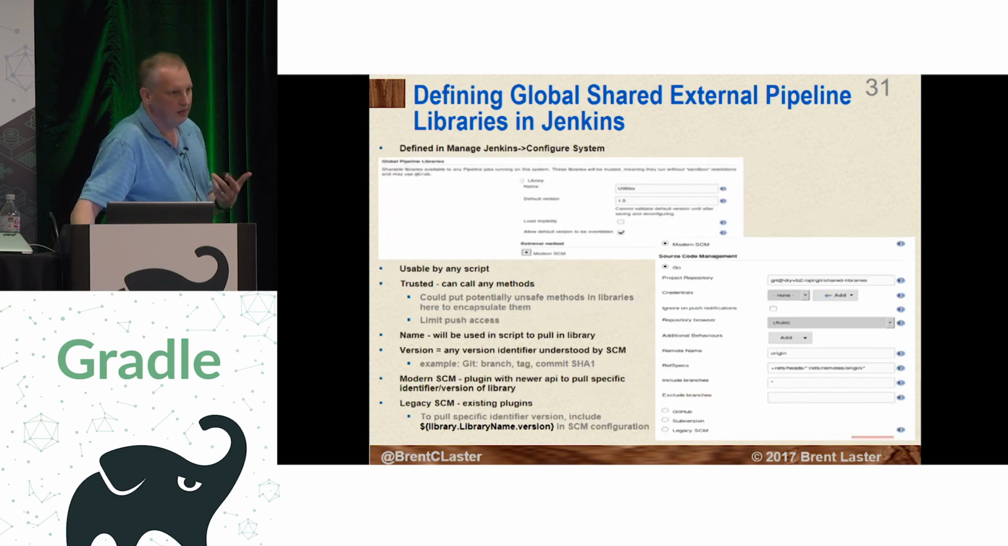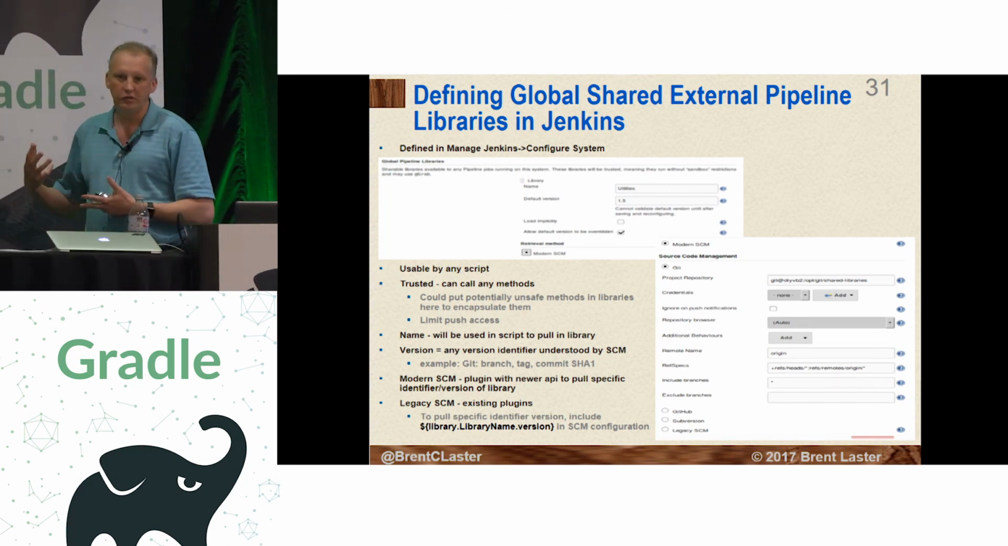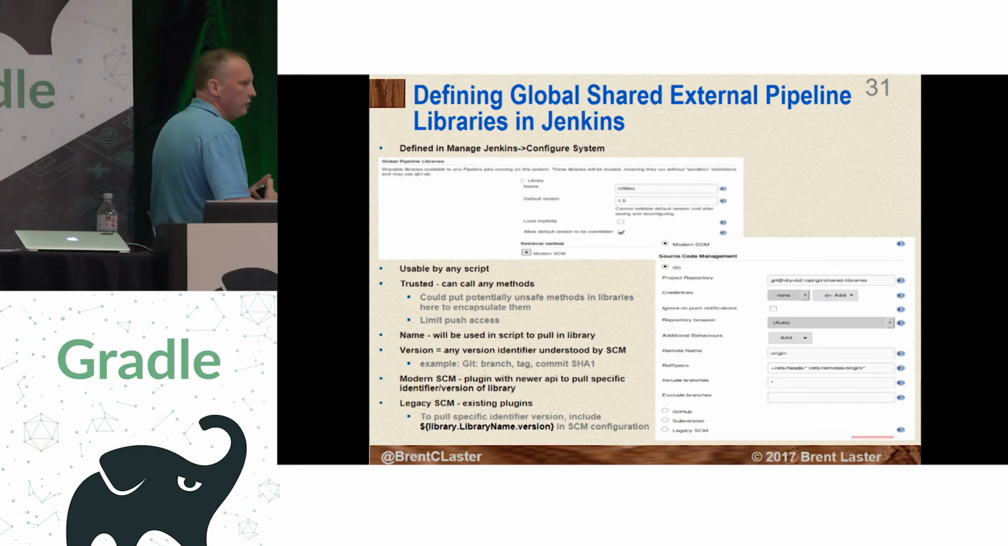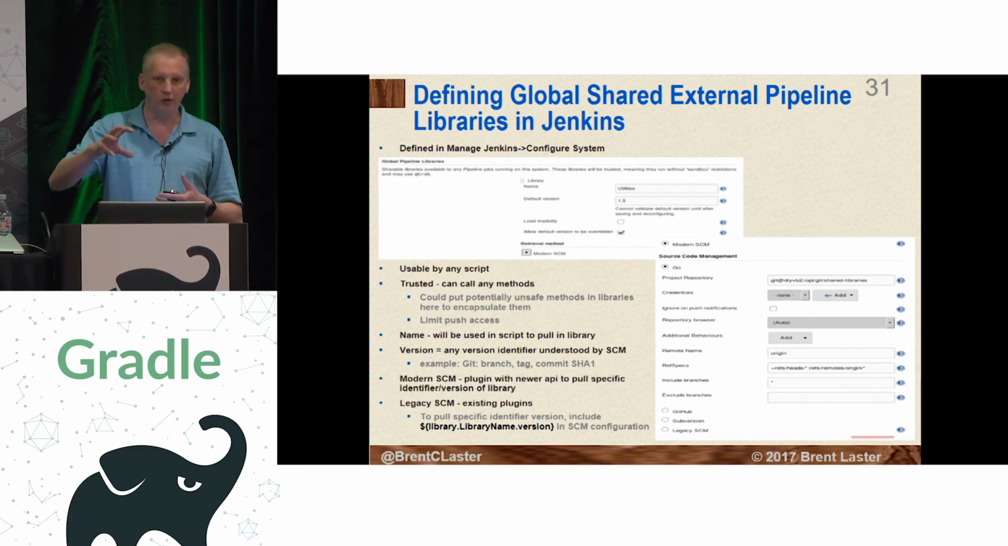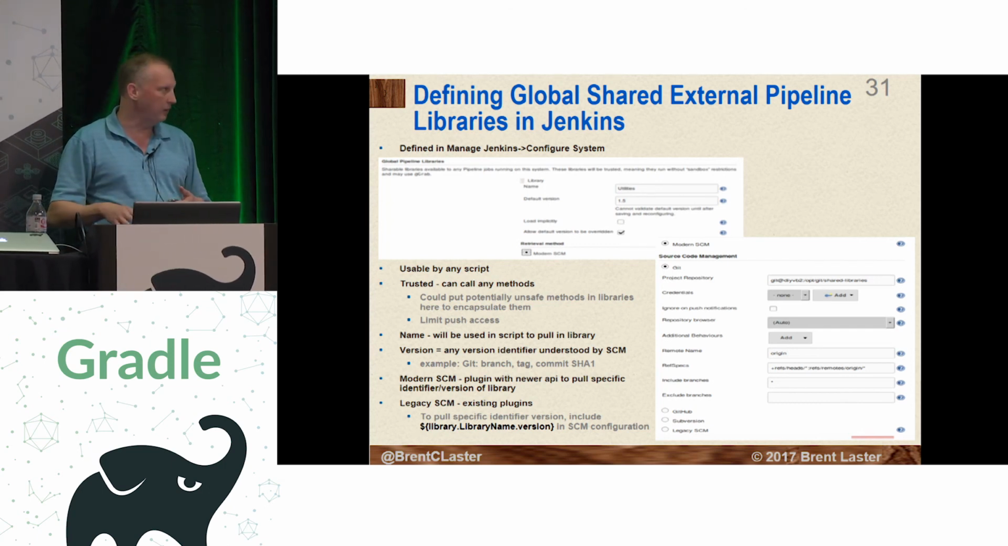Now, as we create a shared library in a separate source code management repository, just like anything else in Jenkins, we have to define that globally, and then we can pull it in to our local project or our local pipeline. So we have to define these shared libraries globally, which means we have to tell Jenkins what we want to call that in our pipelines, and where do we get it? How do we get it?